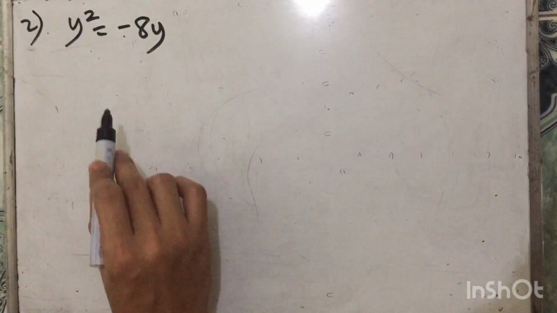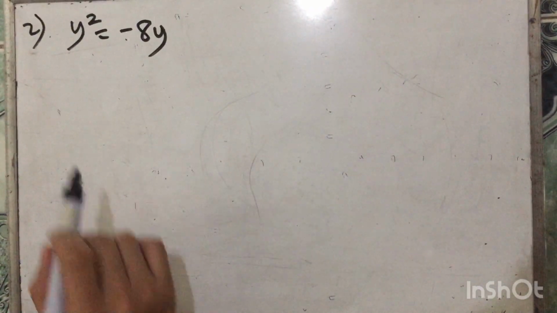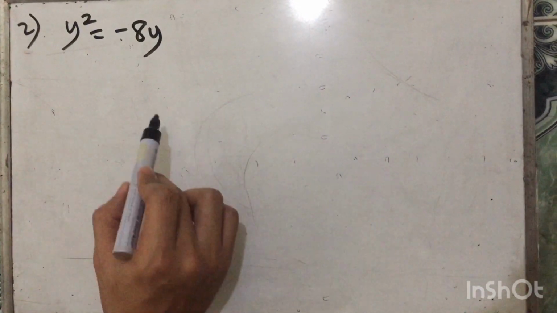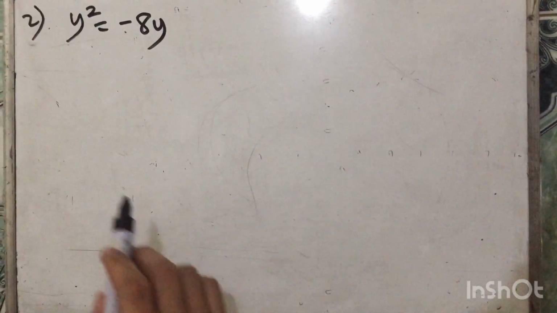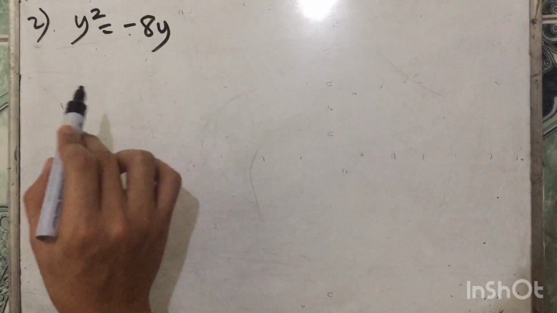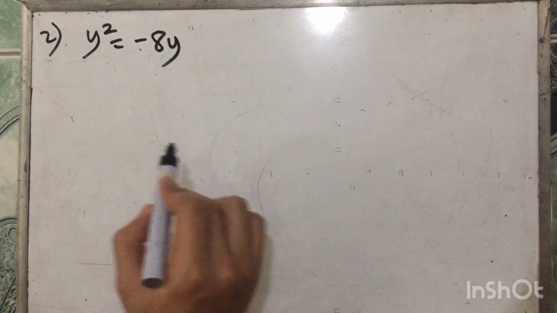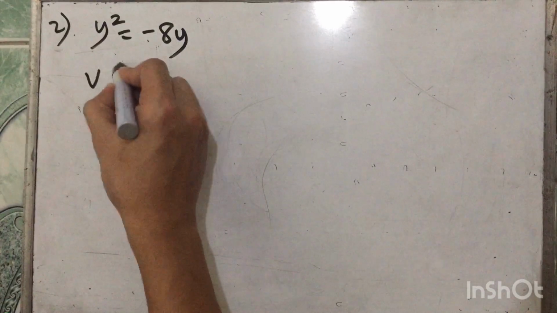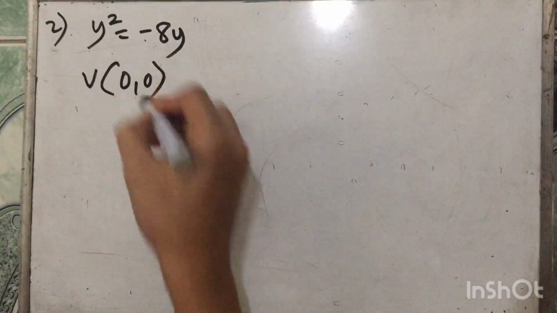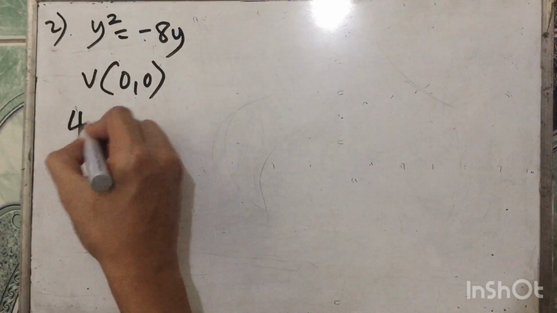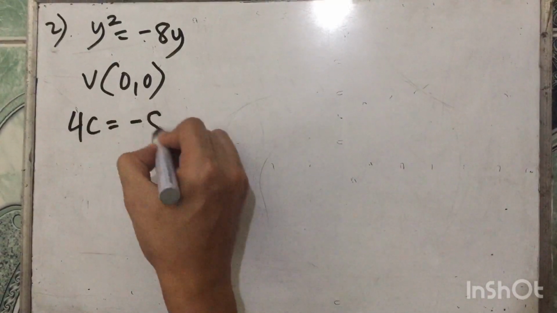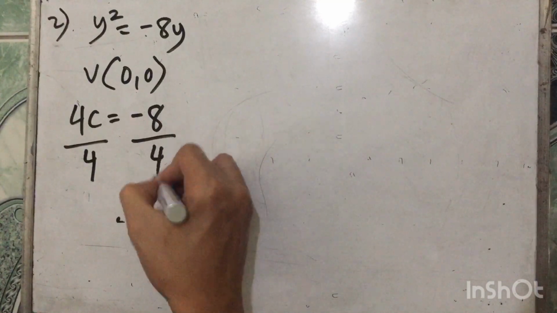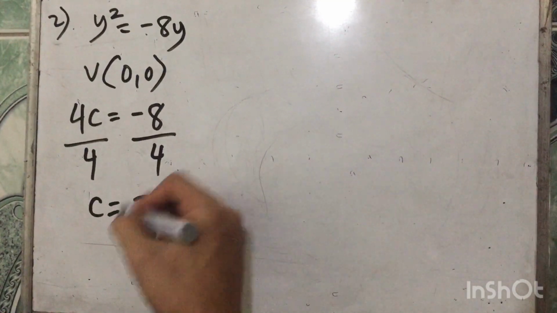Another example is y squared equals -8x. By looking at the given example, it's definitely a parabola that opens to the left. So to determine the vertex, focus, directrix, and the axis of symmetry, we have to plot again the given equation. So the vertex is at the origin (0, 0). That means our 4c is equal to -8. To solve for c, let's divide both sides by 4. That means c equals -2.